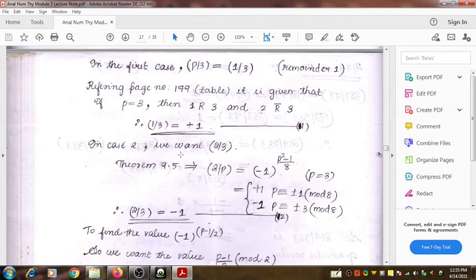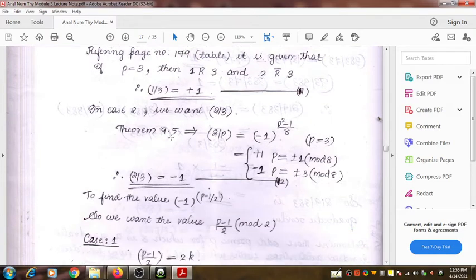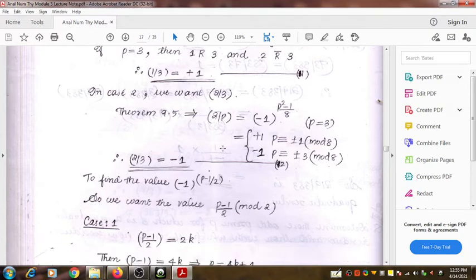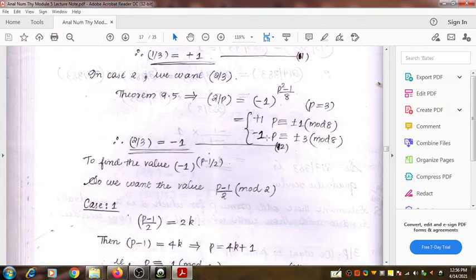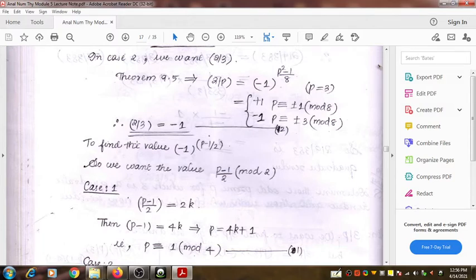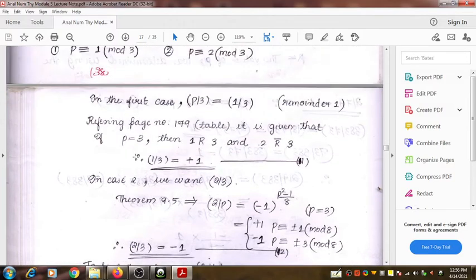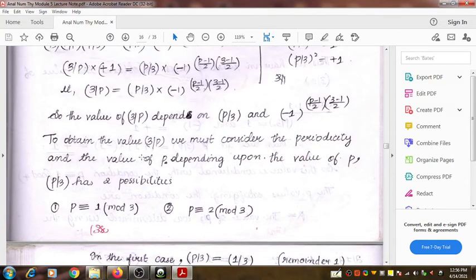And for (2/3) you can use theorem 9.5. Using theorem 9.5 you can write the value of (2/3) as minus 1. You can verify whether p is congruent to plus or minus 1 mod 8, or plus or minus 3 mod 8. After this verification you can see that (2/3) equals minus 1. Thus we have two values for the quantity (p/3) in this expression.